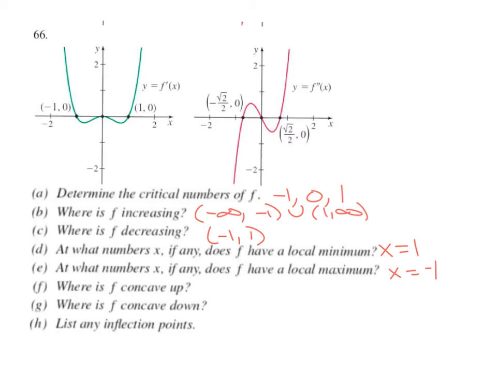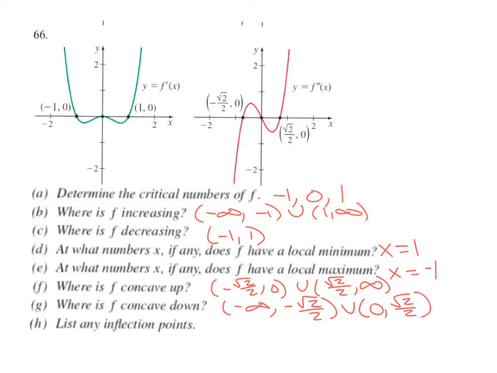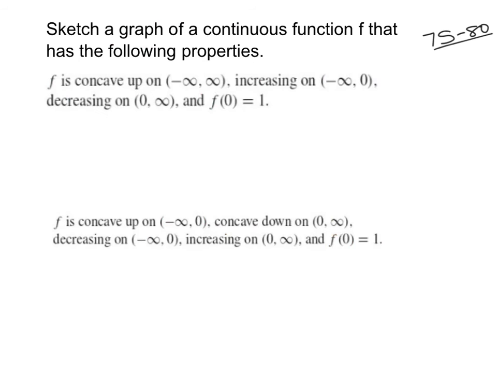Concave up, that is where f double prime is greater than 0. So negative root 2 over 2 to 0, and then root 2 over 2 to infinity. Concave down, f double prime below, and then 0 to root 2 over 2. Inflection points are plus or minus root 2 over 2 and 0. So where does it change? Where does f double prime change from positive to negative? Try not to use the "it" word.